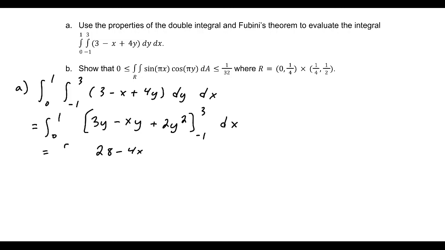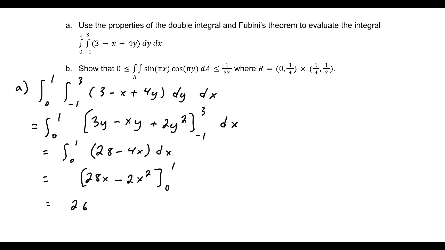So our integral is from 0 to 1 with respect to x of our function 28 minus 4x. Taking the integral with respect to x, this is 28x minus 2x squared, evaluated from 0 to 1, which equals 26.